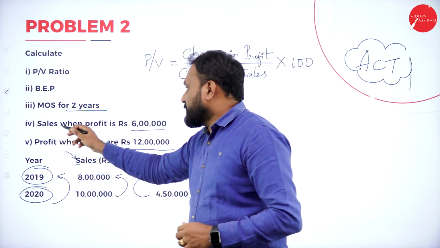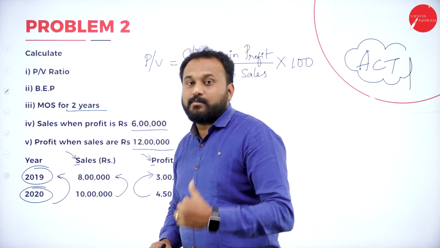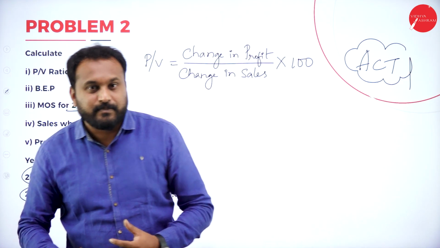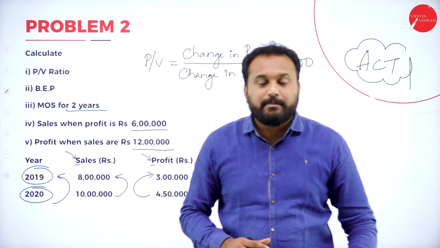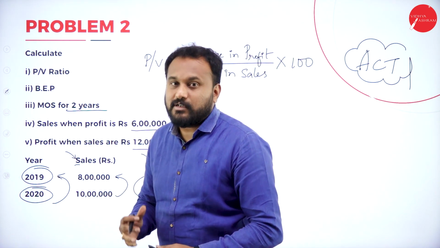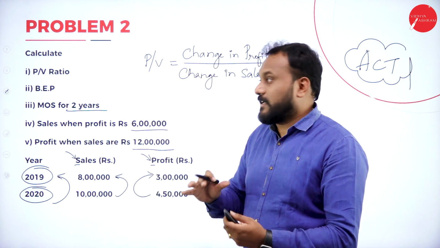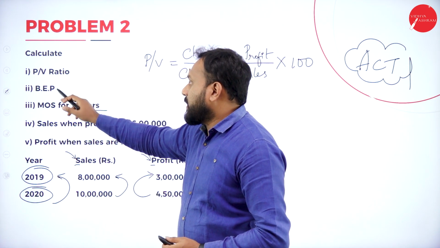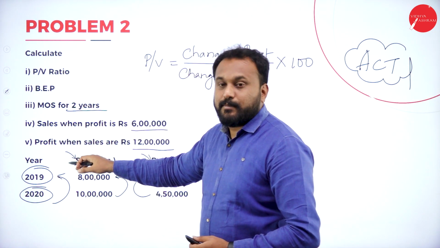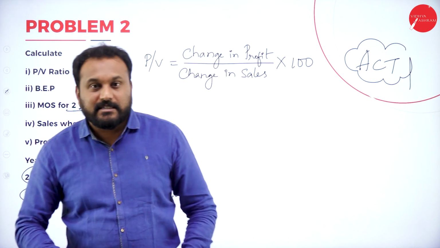Now, sir, sales when profit is so and so, profit when sales is so and so. I'll tell you the formula for this also. So you got the PV formula? PV formula is change in profit divided by change in sales into 100. Now let's solve the equation. We need to solve PV ratio, BEP, MOS, sales, profit, if these things are given. Let me just solve these things here itself.